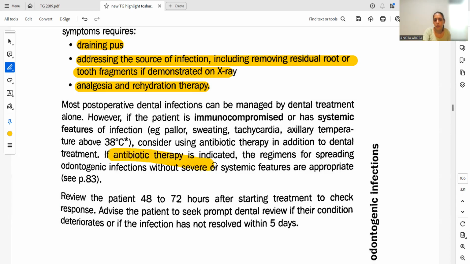If antibiotic therapy is indicated, regimens for spreading odontogenic infections should be appropriate. Again, review the patients 48 to 72 hours after starting treatment to check response. Advise patients to seek prompt dental review if the condition deteriorates or if the infection has not resolved within 5 days.